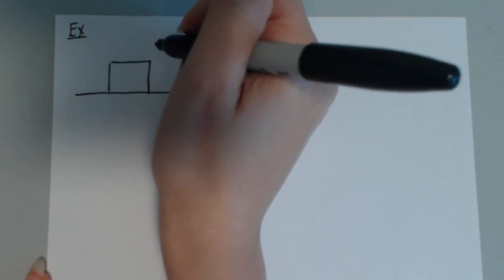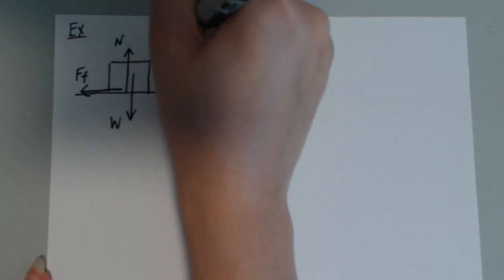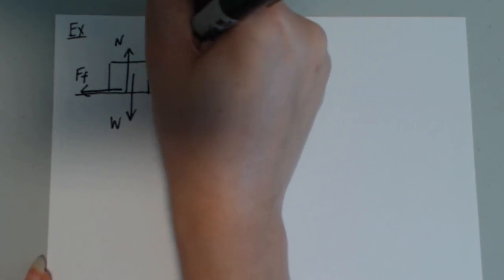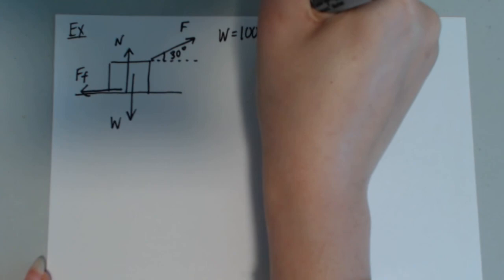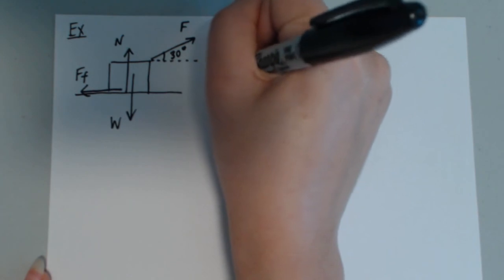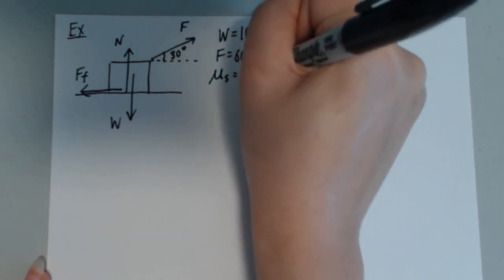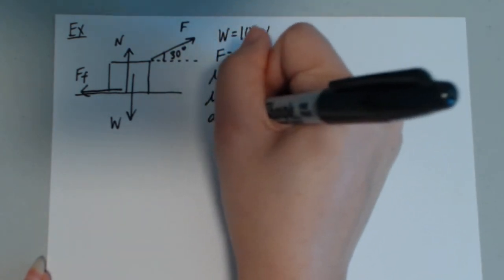So here's my crate. Now in the picture, let's just draw what they have in the picture first. We have our force of friction, we have our normal force, we have our weight, and we have an applied force, and that's 30 degrees. Let's see, what else are we told? We're told that the weight of the crate is 100 newtons. F is 60 newtons. We're told that mu s is 0.75 and mu d is 0.60, and we're looking for a.